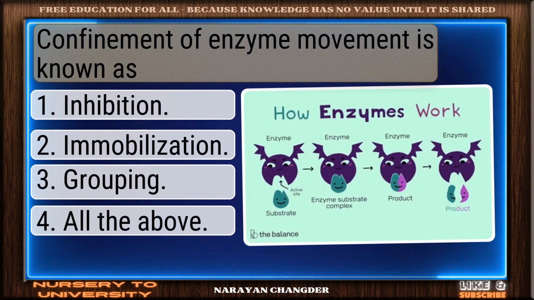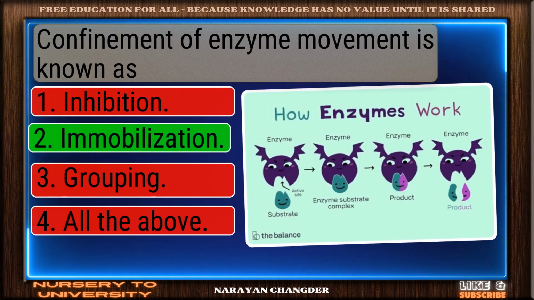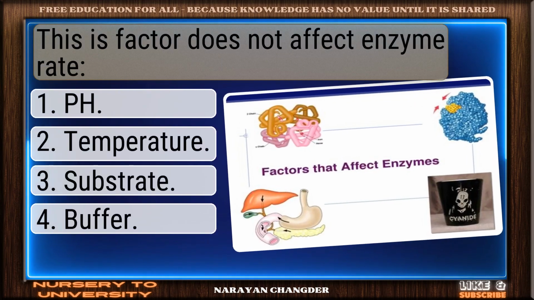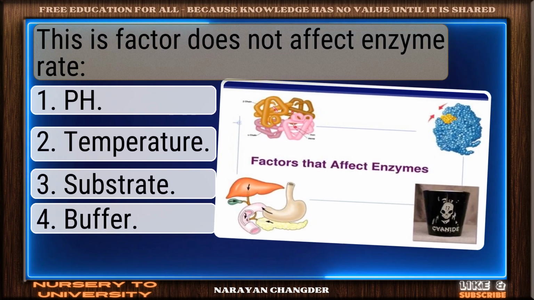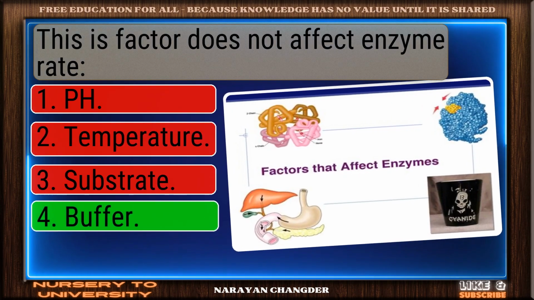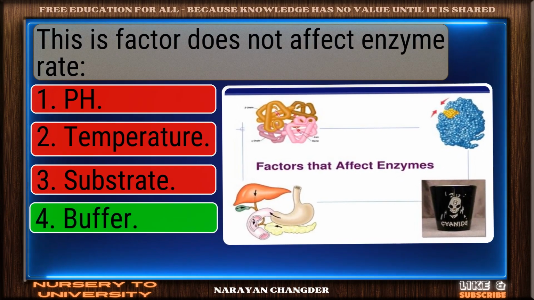Confinement of enzyme movement is known as. Valid point. Immobilization is true. This factor does not affect enzyme rate. Nice work. You chose buffer and it is correct.